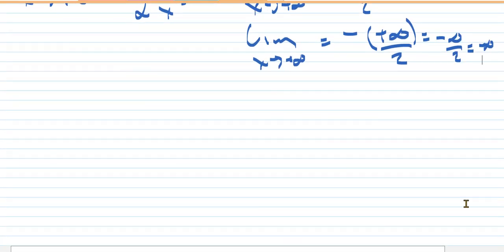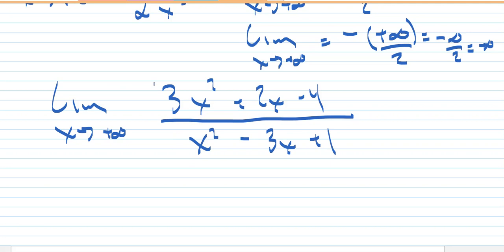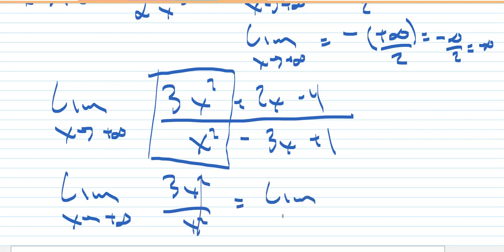Well, what happens if we have something like the limit as x approaches positive infinity of 3x squared plus 2x minus 4 over x squared minus 3x plus 1? Again, all we need to do is look at the dominant term in each. And so we're looking at the limit as x approaches positive infinity of 3x squared over x squared. Well, the x squareds cancel, so this simply becomes the limit as x approaches positive infinity of 3, and the limit of a constant is simply the constant. And so that just becomes 3.